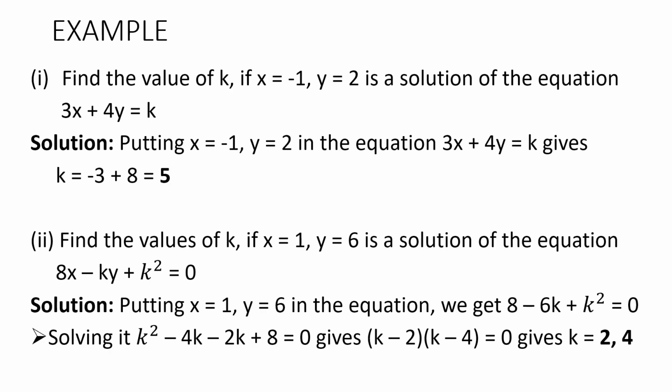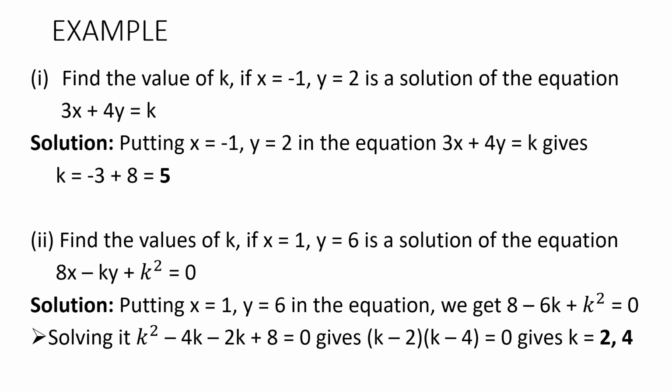Another type of important example. Find the value of k if x = -1, y = 2 is a solution of the equation 3x + 4y = k. So now it is given that x is -1 and y is equal to 2. Put it in the equation 3x + 4y = k. What will you get as the value of k? k is equal to 5.